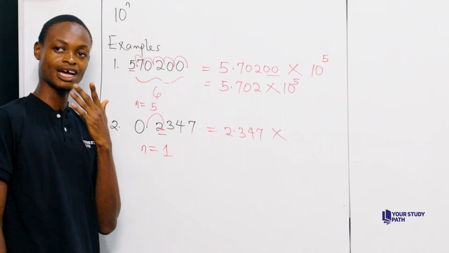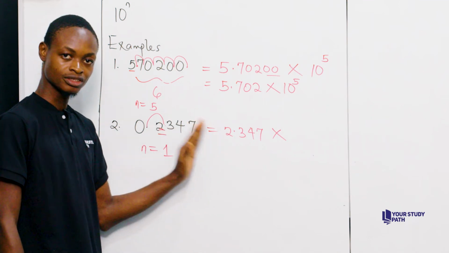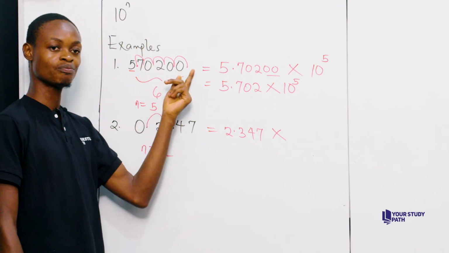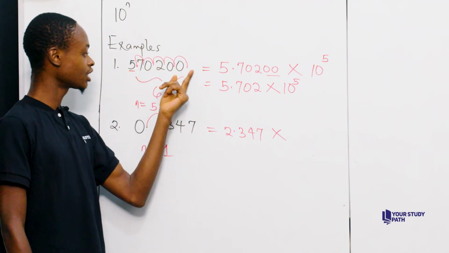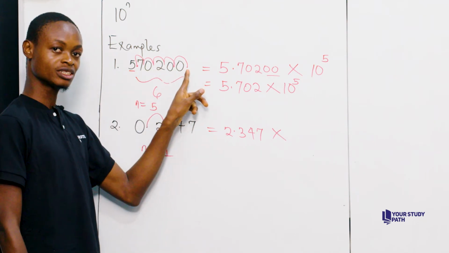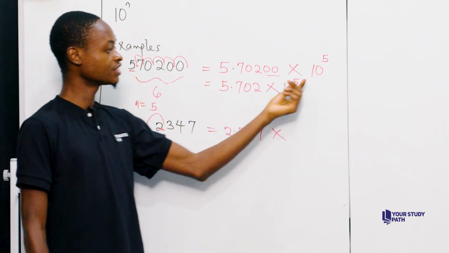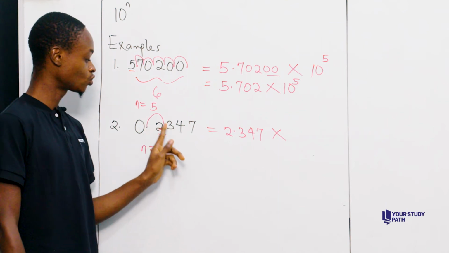The next thing you have to now identify is, in what direction have you moved this decimal point? In this first example, we moved the decimal point from right to left. So in this case, we moved from right, which is this point, up to this point on the left. That's why we have this as 10 to the power 5. But in this case, we are moving from left to right.